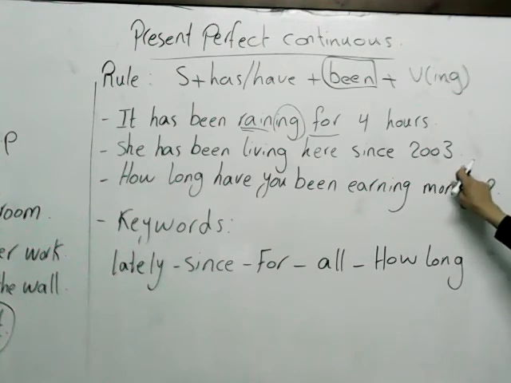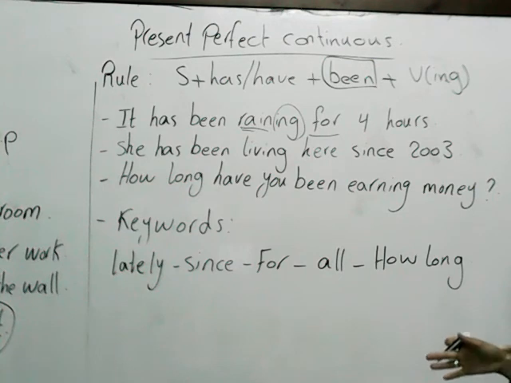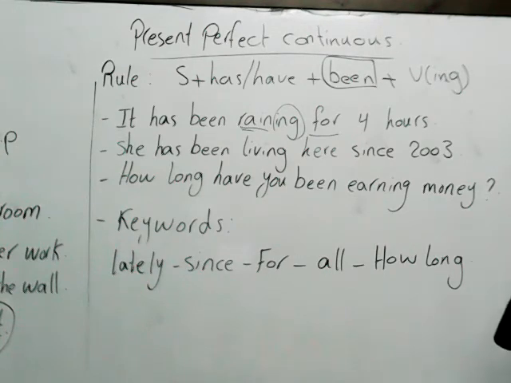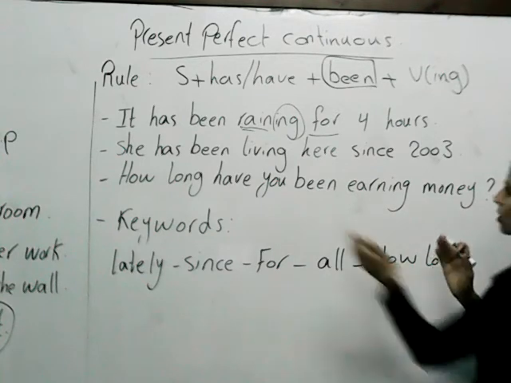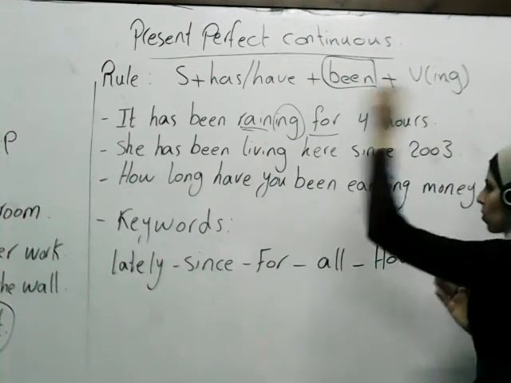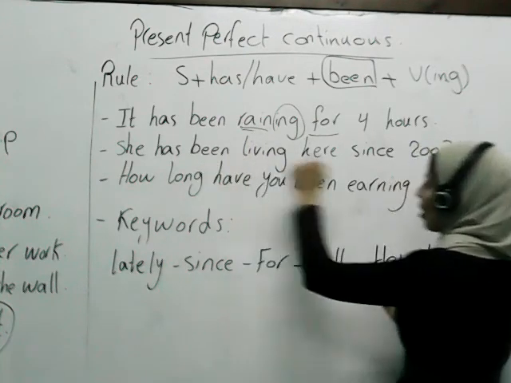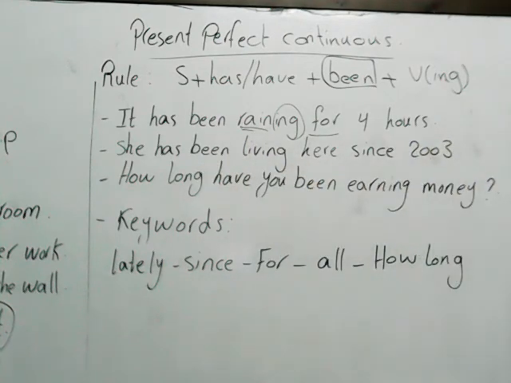She has been living. She has lived in this town since 1990, for example, and is still living there. So the verb continued up to the future, so we are using present perfect continuous. Has been living here since 2003. It's a non-finished action.